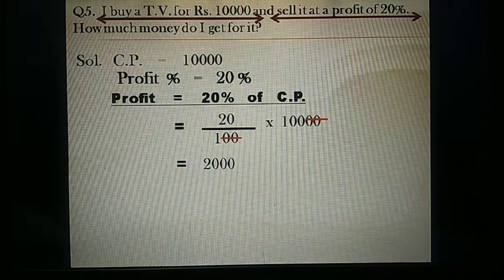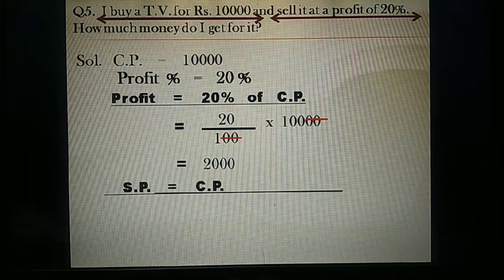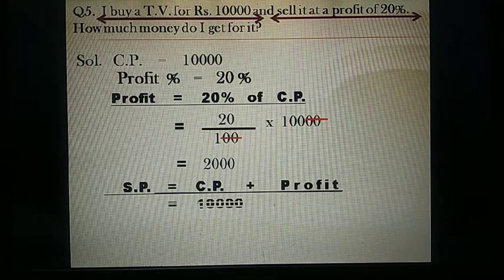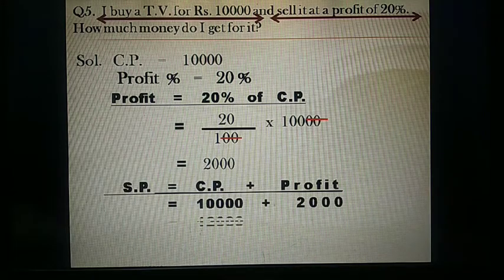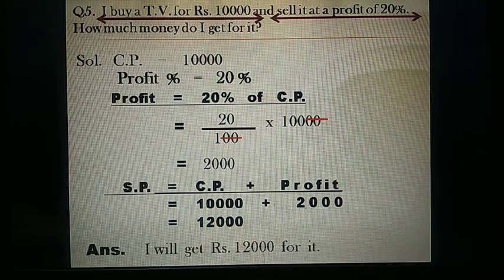So cost price is 10,000. Profit here is 2,000. So the selling price will be CP plus profit, which means 10,000 plus 2,000 gives you 12,000 as the selling price. So I will get rupees 12,000 for it.